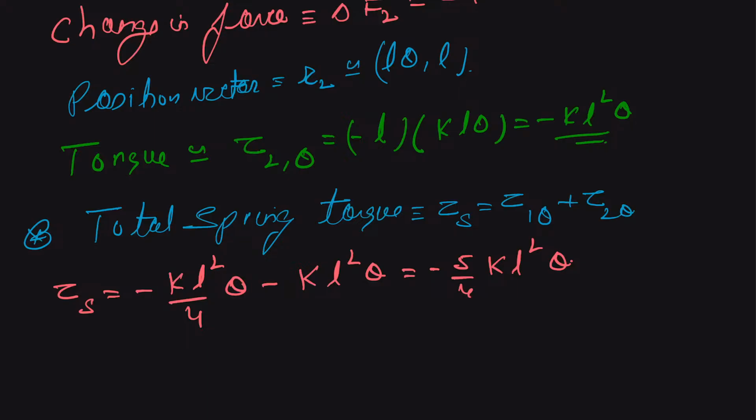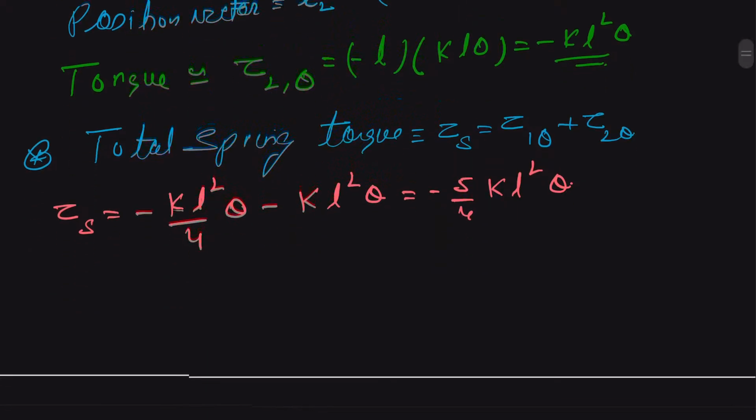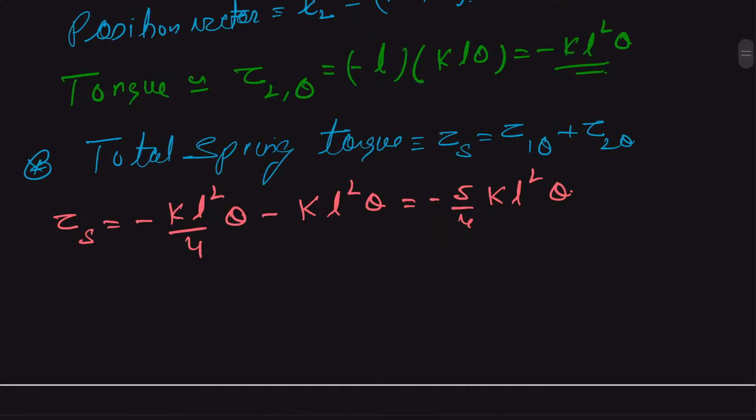Now this was only our spring part. Now we come to our gravity, because there will also be mg, and as soon as it moves away from the central position, there will be a torque due to the gravity also. Okay, so we come to that part now. So we have our torque due to gravity.